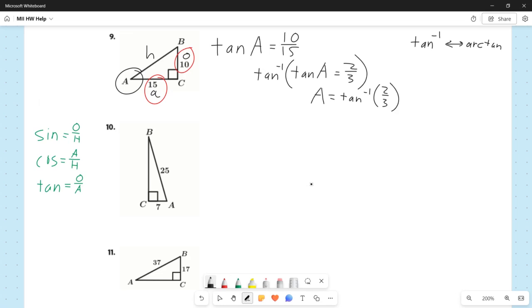So if I go back, I can say that my final approximate answer is 33.69 degrees. And that is my final answer here.